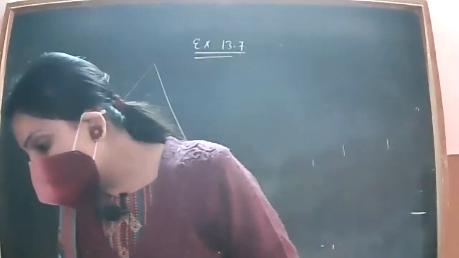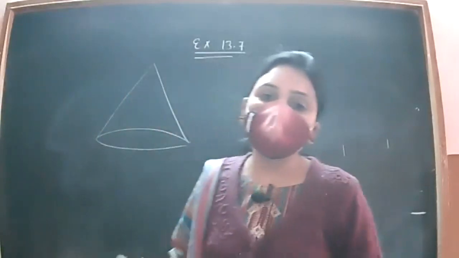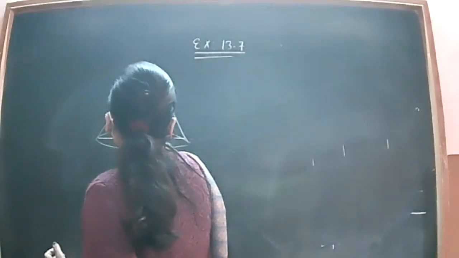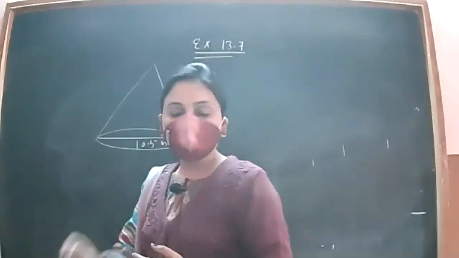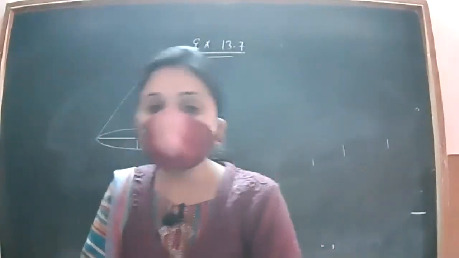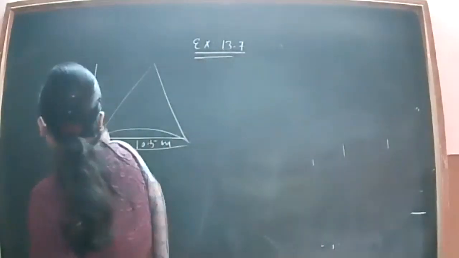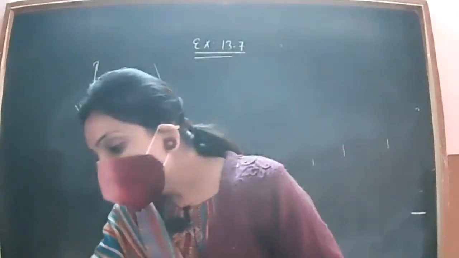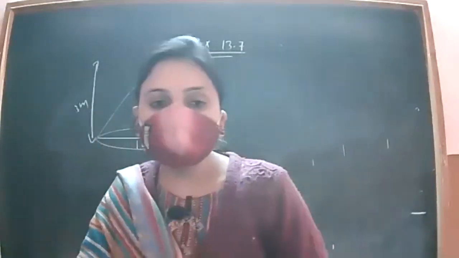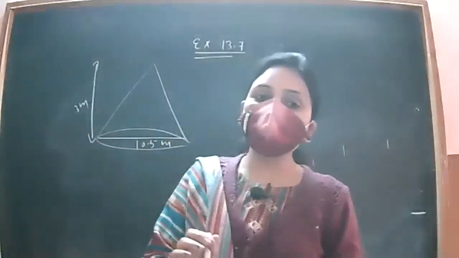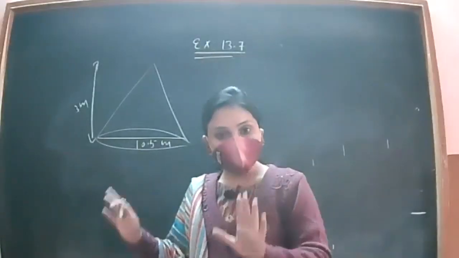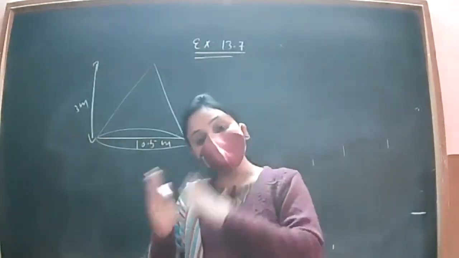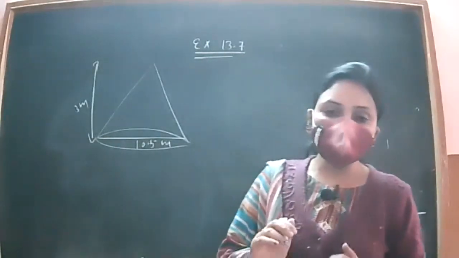But he says that the diameter is 10.5 meter, right? And the height is 3 meter. He says, find its volume. The first question is, we have to find the volume of this heap. This is a conical heap. The shape of the heap is in the form of the cone. So we want to find its volume.